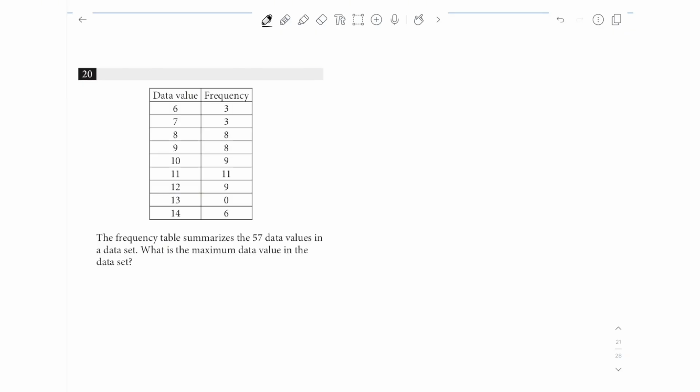Question number 20 says, the frequency table summarizes 57 data values in a data set. What is the maximum data value in the data set? So on this side we have data value, on this side we have frequency. So we're being asked about the maximum data value, so we can completely ignore frequency. And what is the maximum number? That's just the biggest number of the data value set. That's just going to be 14.